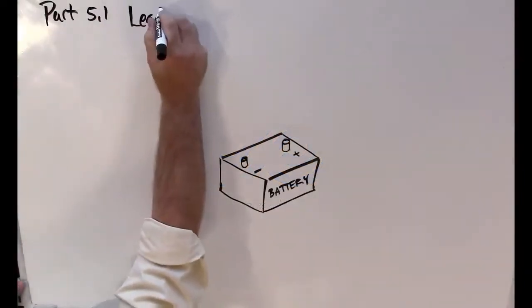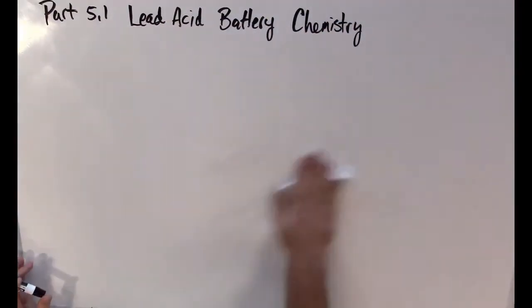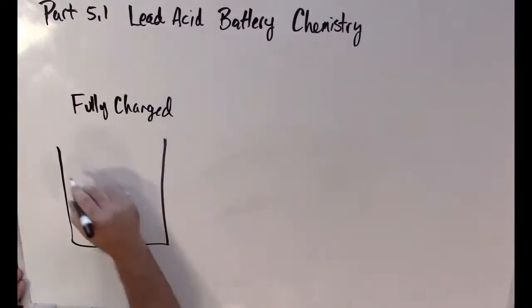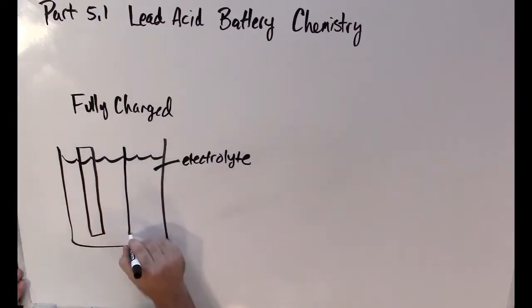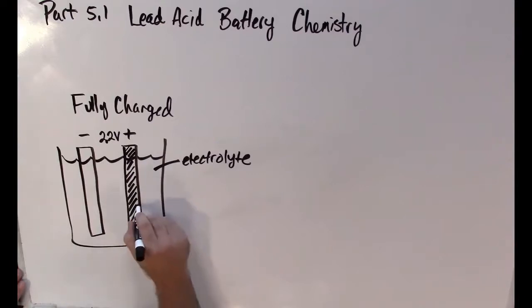Part 5.1 is on lead-acid battery chemistry. Lead-acid batteries are the type of batteries most commonly used with solar photovoltaic systems. As a model for the lead-acid battery, let's consider this jar full of electrolyte. And in the electrolyte are two electrodes, the cathode and the anode.